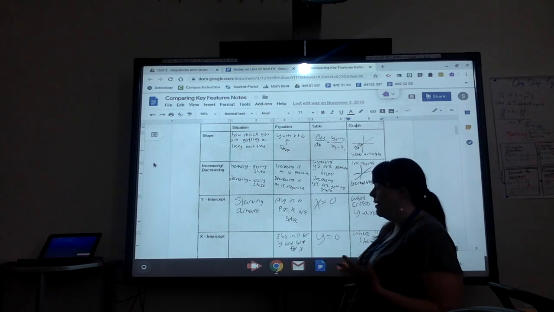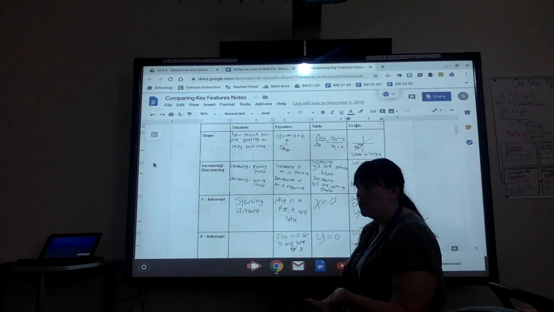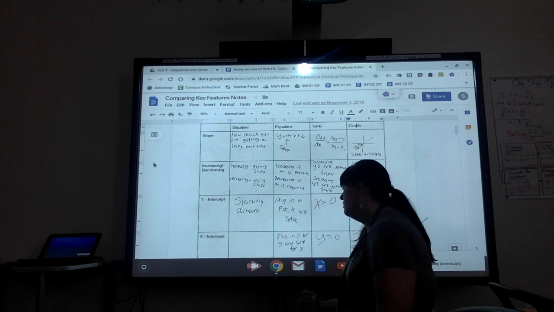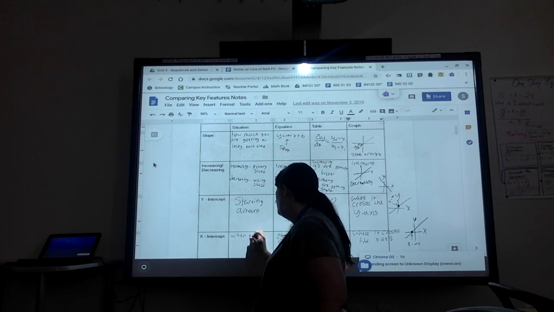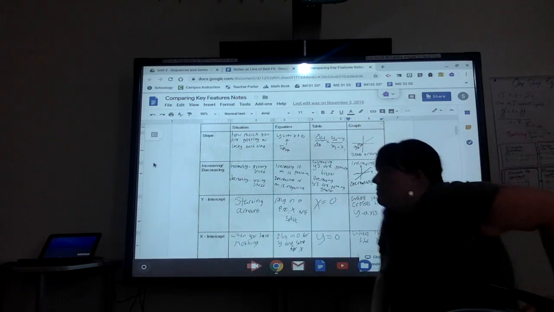So in a situation, the x-intercept is where y is 0, and y is amount. So the x-intercept is where you have nothing. So the x-intercept is when you have nothing. And that's how you figure it out in a real life situation.